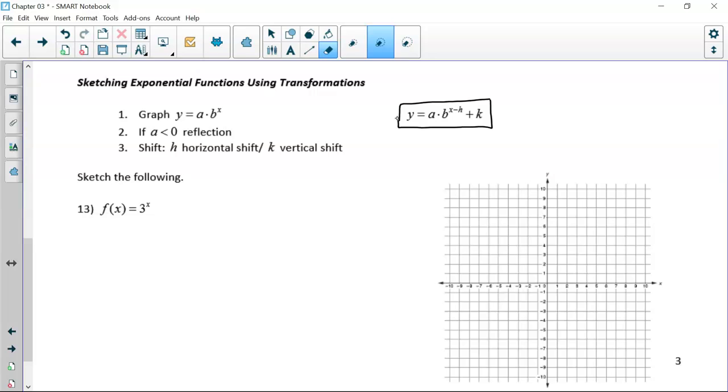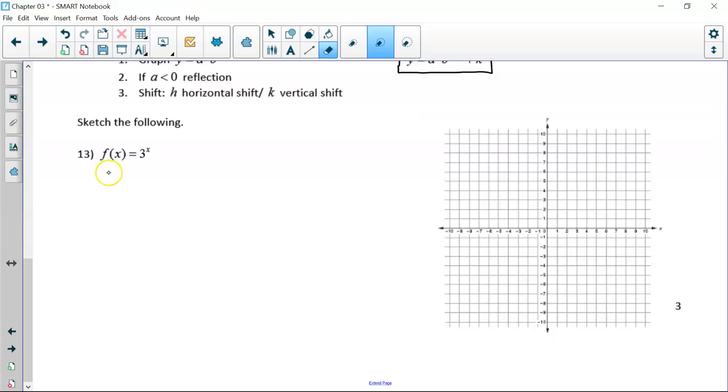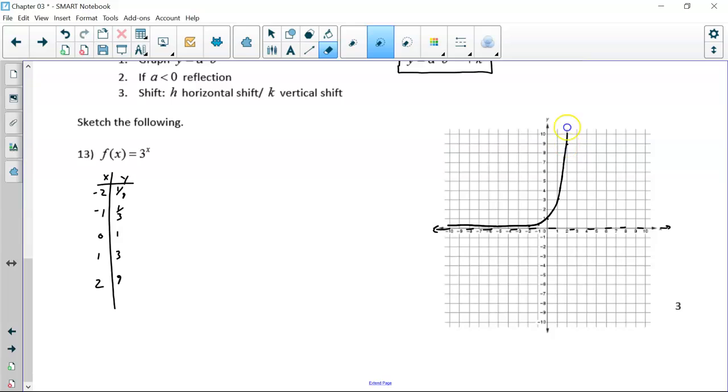So looking at problem number 13, this is a parent function for 3 to the x. So 3 to the 0 is 1, 3 to the first is 3, 3 squared is 9, and the reciprocals. 3 to the negative first is 1/3, negative second is 1/9. Our asymptote is at y equals 0 because we're not shifting anything. And here is our graph. So there's the graph for 3 to the x.